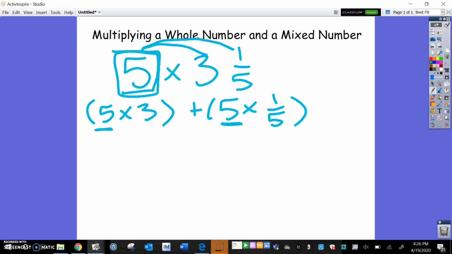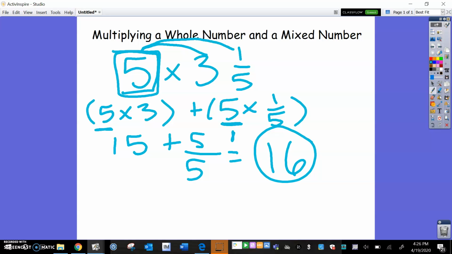So my first step is 5 times 3, which is 15. I'm still going to carry my plus sign down. And then I have 5 times 1/5. This might look familiar. This was our other lesson for this week. 5 times 1 is 5, and 1 times 5 is 5. Well, what do I have here? I have 15 plus 5/5. Basically, 15 plus 1. The answer is 16.